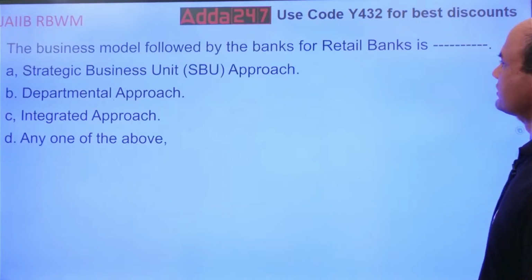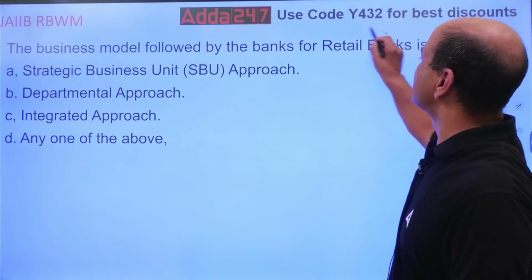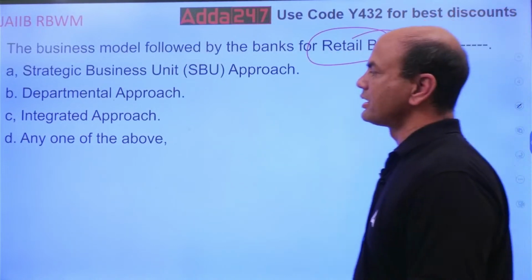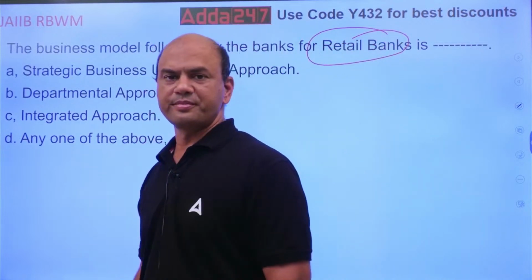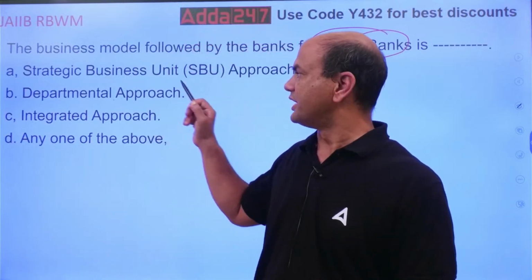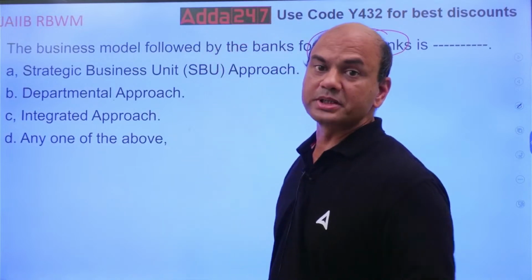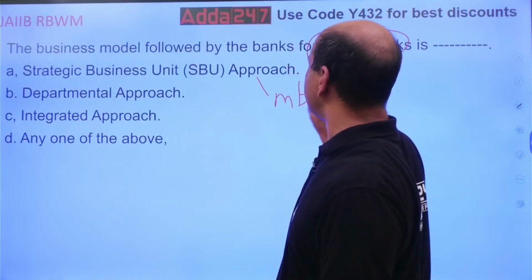A business model followed by the banks for retail banks is SBU, departmental, integrated, and any of the above. Firstly, let me explain you what is this SBU, departmental. See here, SBU means what? It is by objectives. The separate word to this is MBO, management by objectives.